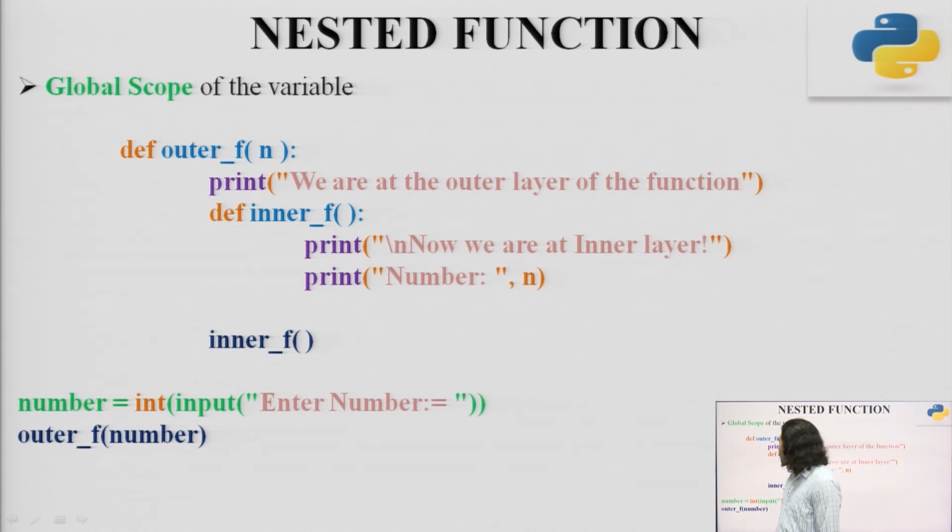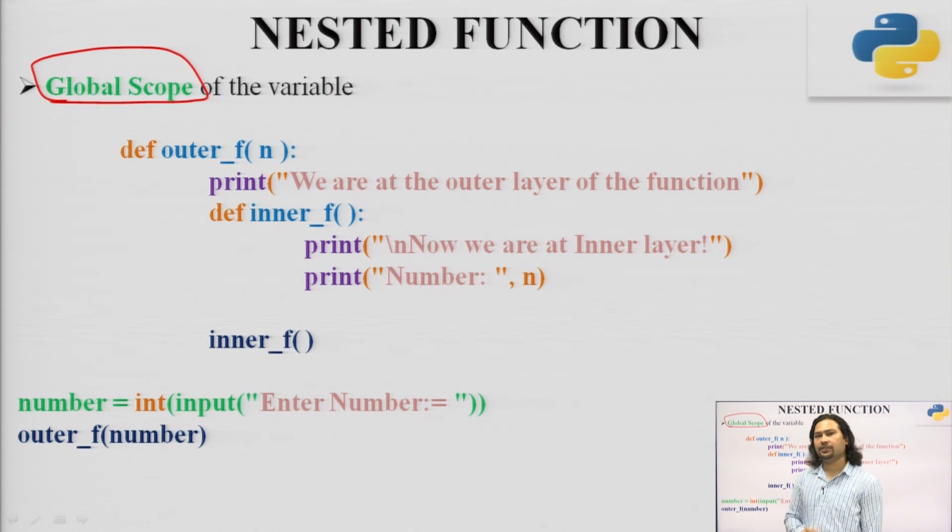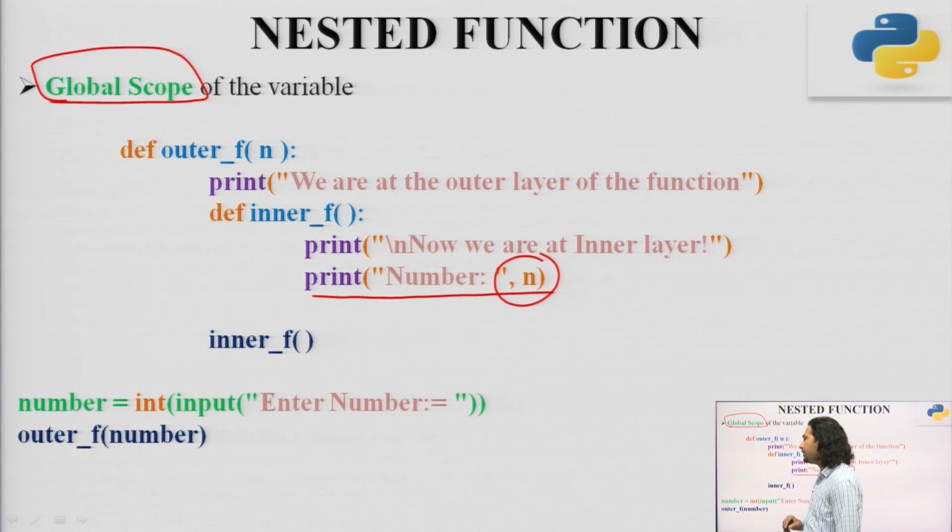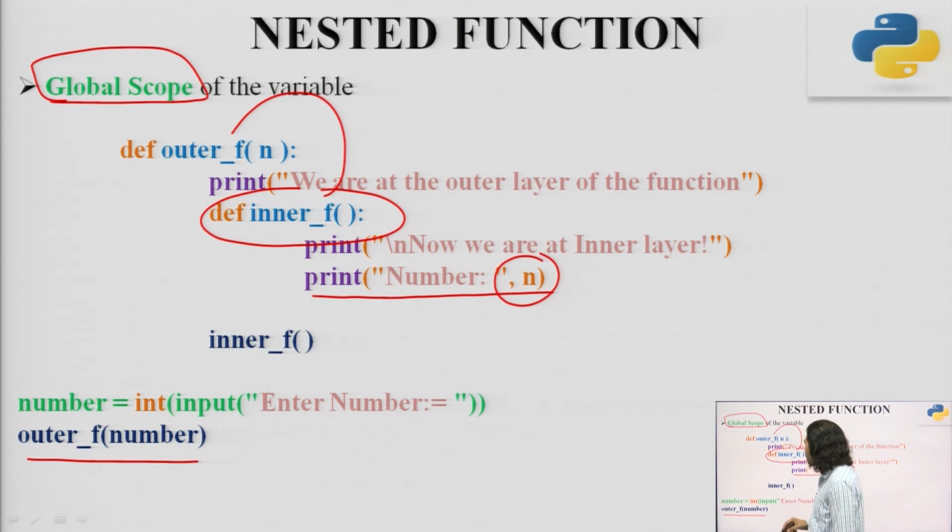Now, look at this one. Now, we are going for the global scope of the variable. In the previous lecture or in the previous example, we have gone through the local scope, and now we have defined, or we are accessing the number value for the global one. Here you can see that we are not going to change the value of n, but we are just trying to access the value of n from the inner function. So, we are just going to call the outer function, because the inner function lies inside the outer function.